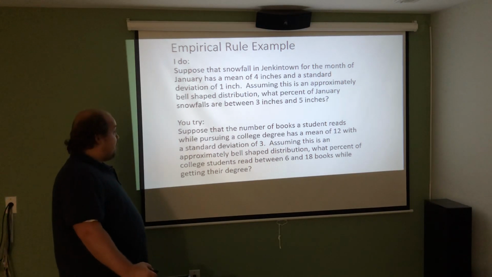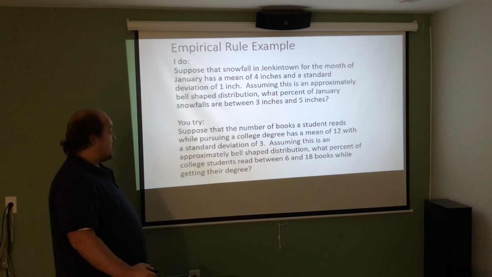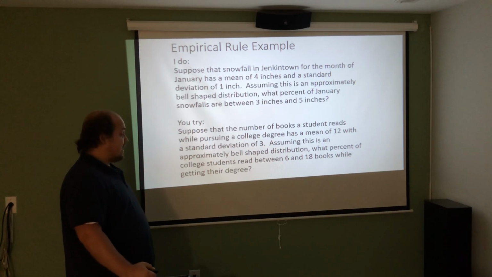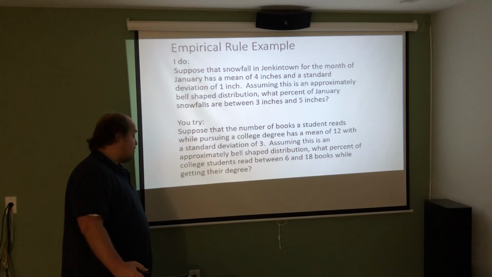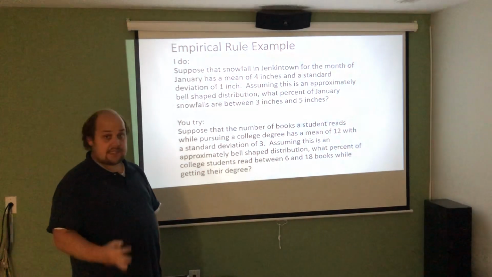Second one says, suppose that the number of books a student reads while pursuing a college degree has a mean of 12 with a standard deviation of 3. Assuming this is an approximately bell-shaped distribution, what percent of college students read between 6 and 18 books while getting their degree? So, same steps here.